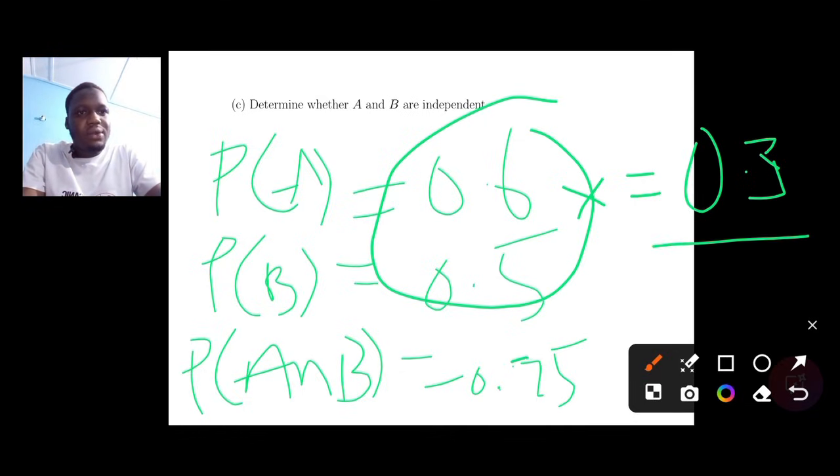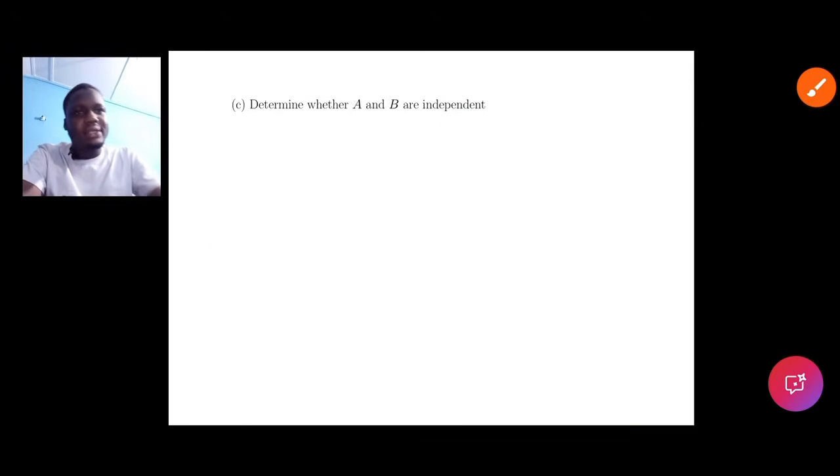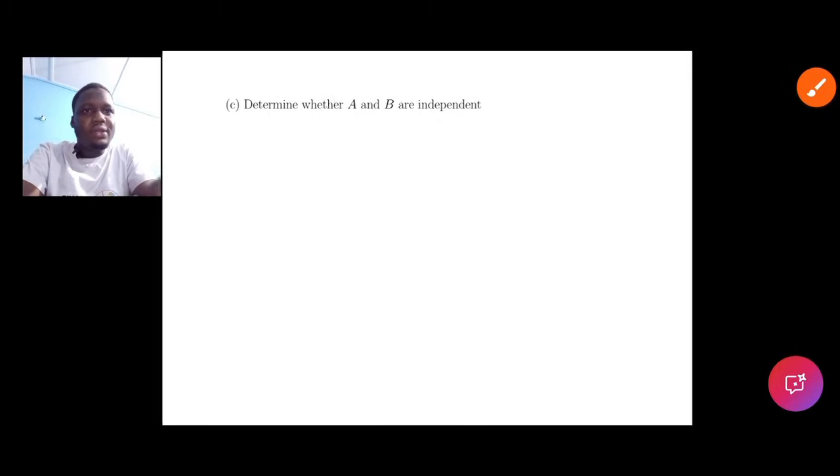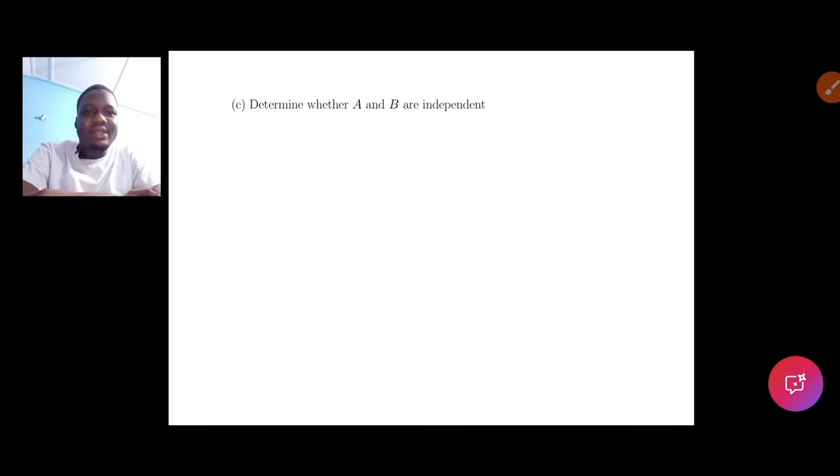And comparing it to 0.35, we realize they are not the same. In that case, they are not independent, or in other words, they are dependent. Okay, so they are not independent. Why? Because the product of the probabilities of A and B is not equal to the probability of their intersection. Okay, so they are not independent. Move on. Oh, there's no way we can move on again. So that is where our set of questions end.